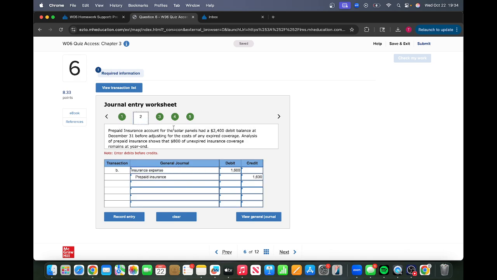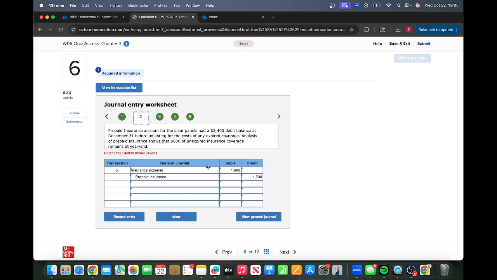Moving on, we have prepaid insurance account for the solar panels had a $2,400 debit balance at December 31st before adjusting for the cost of any expired coverage. Analysis of prepaid insurance shows that $800 of expired insurance coverage remains at the year end. First thing I'm going to notice here is we got 2 numbers, so there's going to be something fancy to do here. That's just what I look for. With the numbers, I see that we got a $2,400 balance, but we also have $800 of insurance coverage that we need to do.